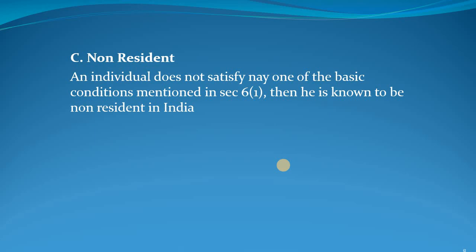Now who is a non-resident? So we have discussed resident, not ordinarily resident, and now the third one is non-resident. Who is a non-resident? Very simple. If an individual does not satisfy any one of the basic conditions mentioned in section 6 subsection 1, then he is known to be non-resident in India. That is, 182 days and 60 days plus 365 days. Very simple. If he doesn't fulfill, straight away he is a non-resident in India.